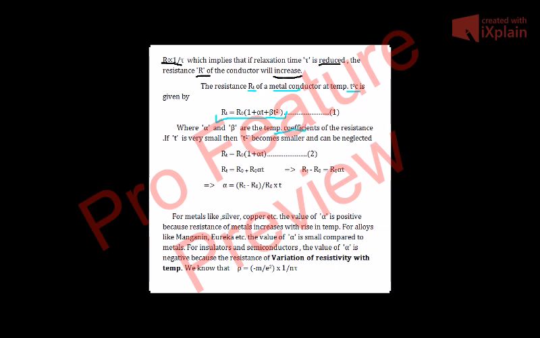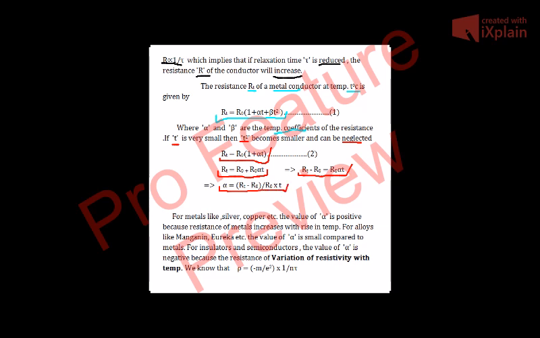If T is very small, if the temperature is very small, then T square becomes smaller and can be neglected. Then we get R_T is equal to R_0 (1 + alpha T). So when we solve this, we get R_T is equal to R_0 + R_0 alpha T. This implies R_T minus R_0 is equal to R_0 alpha T, or alpha is equal to (R_T minus R_0) divided by R_0 into T.